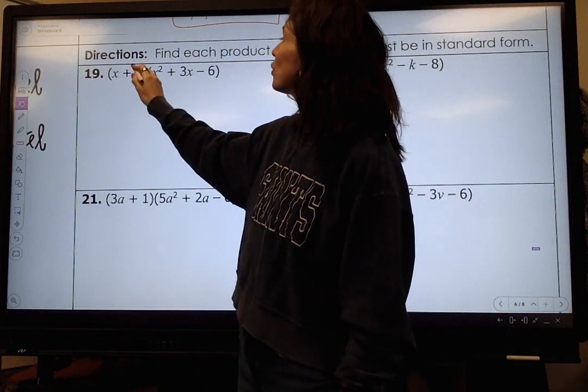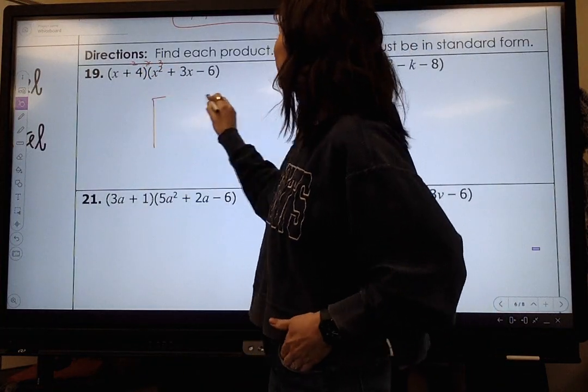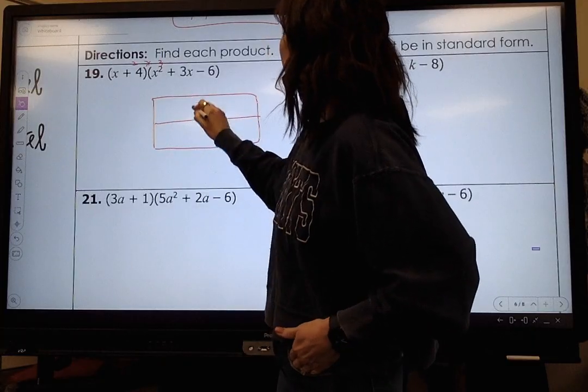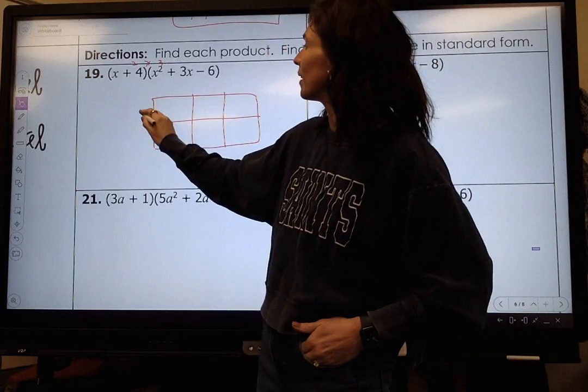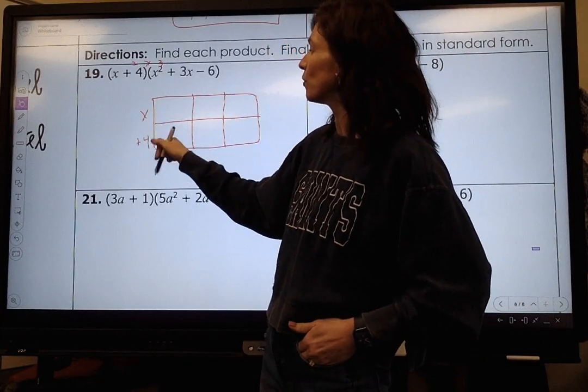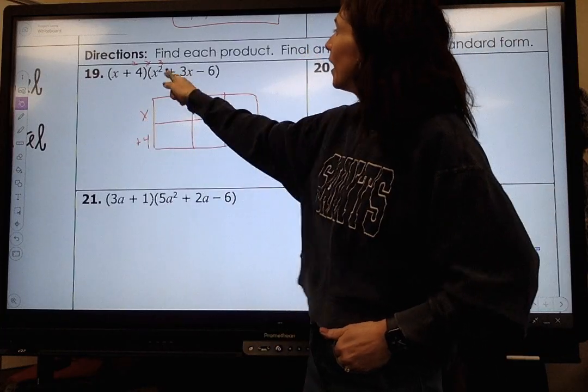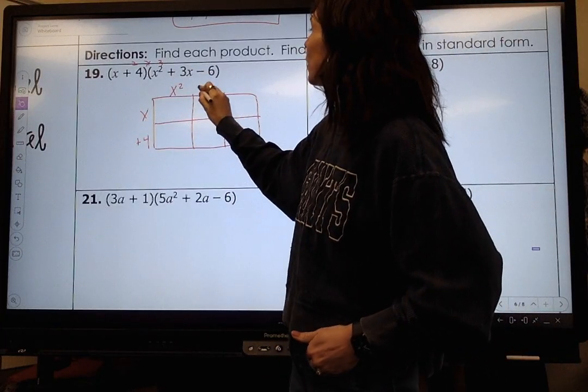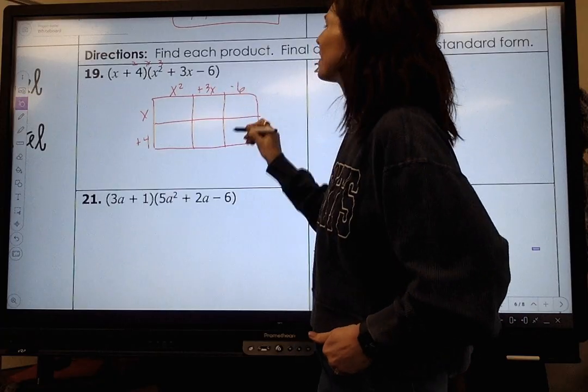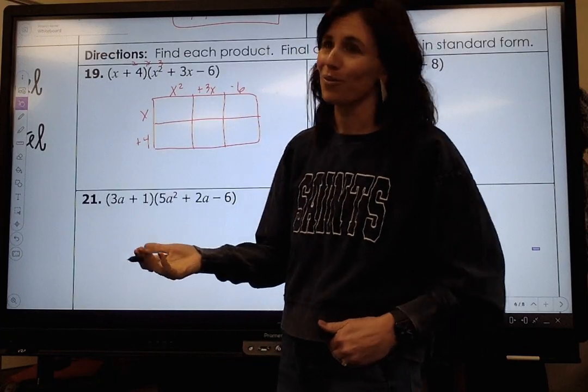information. So this is a 2 by 3 box. So now I'm going to make a 2 by 3 box. And I get x plus 4. That's my 2 terms, 2 rows. And then my columns are going to be x squared plus 3x minus 6. And I don't usually go wrong when I do it this way.